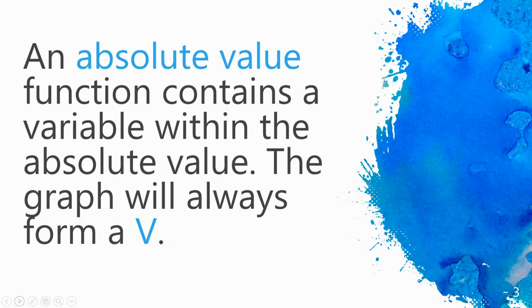So an absolute value function contains a variable within the absolute value sign, and the graph will always form a V. So anytime you see something like y equals absolute value of x, or f of x equals absolute value of x, anytime that x variable is inside those absolute value bars, we have an absolute value function, and the graph always forms the shape of a V, okay?